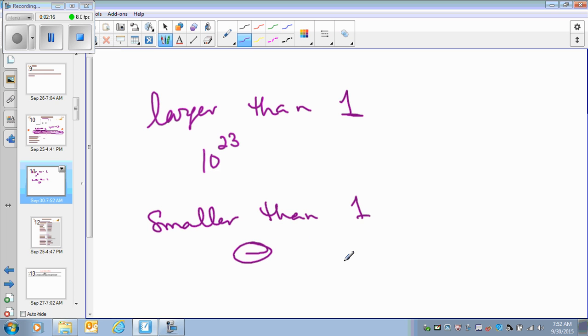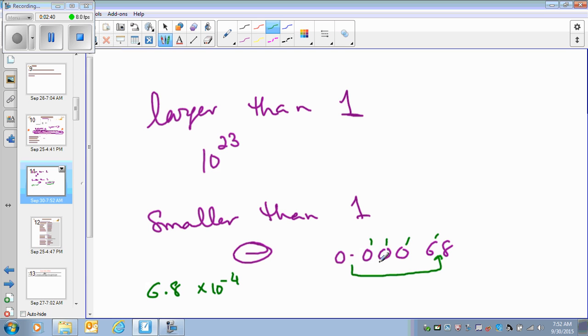So if I have 0.00068, you will move your decimal point to a place where there's only one digit in front of it, which is right here. Now how many digits did you travel by? 1, 2, 3, 4. So you will say 6.8 multiplied by 10 to the negative 4, because your number was smaller than 1, so your exponent is going to be negative. 1, 2, 3, 4. This is where this 4 is coming from, and it is negative because your number is smaller than 1.